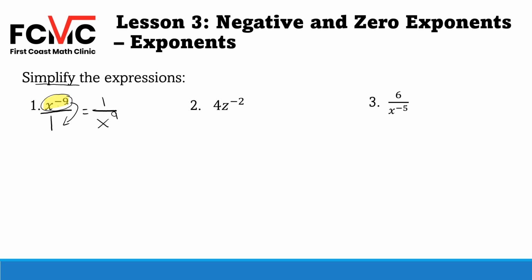Number 2, the exponent of negative 2 is on the z. This 4 doesn't have a negative exponent, so it's going to stay where it is. I can put everything over 1. So I'm just moving that z to the negative 2nd to the denominator. My answer is going to be 4 over z to the 2nd. And number 3, x to the negative 5th.